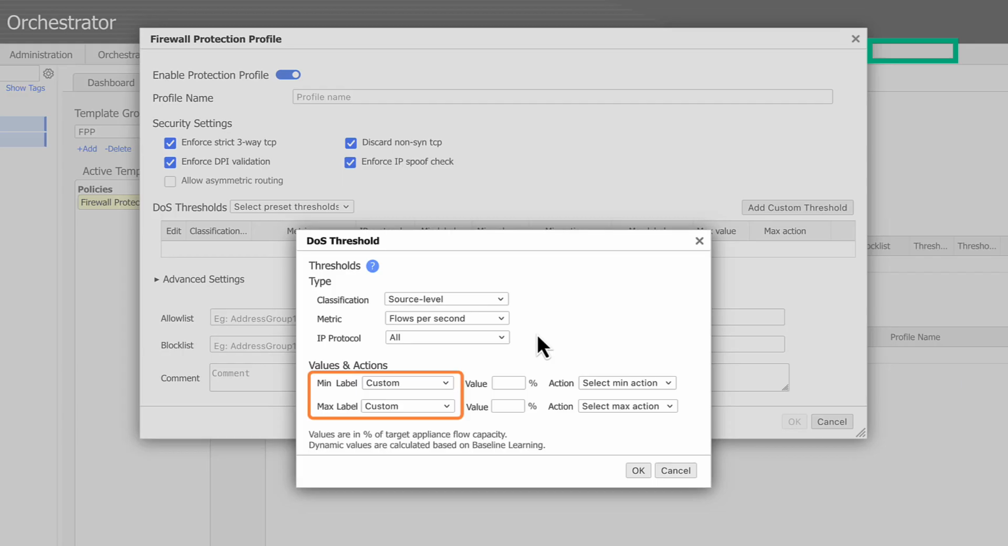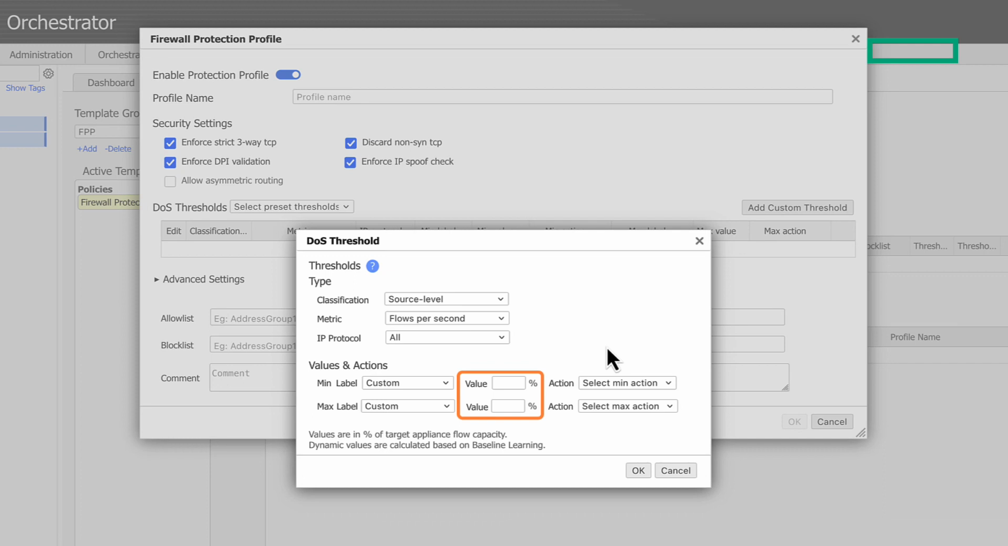For the standard DOS feature, this is your only choice, to manually set a threshold percentage value. For the advanced DOS feature, where you have the AS or DTD license, and you have enabled baseline learning, you'll have baseline as an additional choice. For all metrics, this value is a percentage of the appliance total flow capacity.